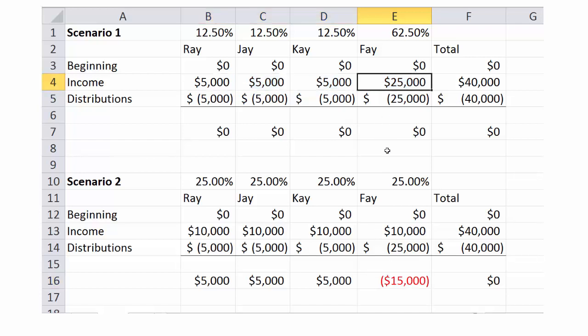She really should have been allocated $25,000 of income. The other owners should have been allocated less. And see what the problem with that is, if Faye reported her tax return this way, then she's underreported her tax, right?